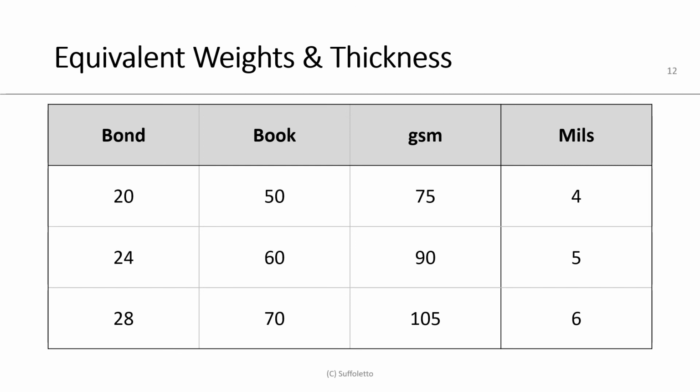And then we show you the GSM or grammage. 20 pound is 75 GSM, 24 pound is 90 GSM, and 28 pound is 105 GSM. And then finally, we give you the approximate thickness caliper in mils or points. So 20 pound bond is about 4 thousandths, 4 mil or 4 points. And 28 pound bond is about 6 thousandths of an inch, 6 mils or 6 points.